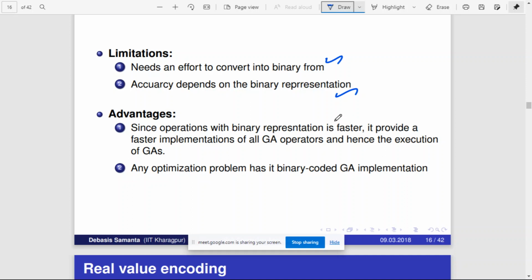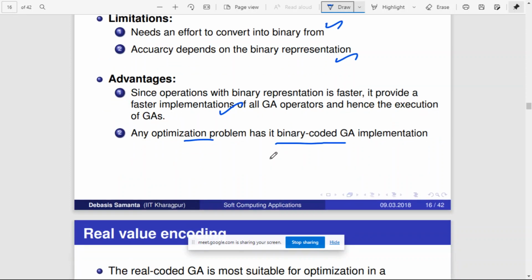Since operations with binary representation are faster, it provides a faster implementation of GA, and hence identifying the solution also will become faster. Okay, so the computers generally perform better with binary representation, right? So already here we are converting it to binary representation, so it performs faster. Okay, and any optimization problem has its binary coded GA. So it says that any problem can be represented through binary coded GA. It's not that only a particular problem can be represented. Any problem can be represented. The initial population of any problem can be represented using binary coded GA. These are the advantages of this technique.